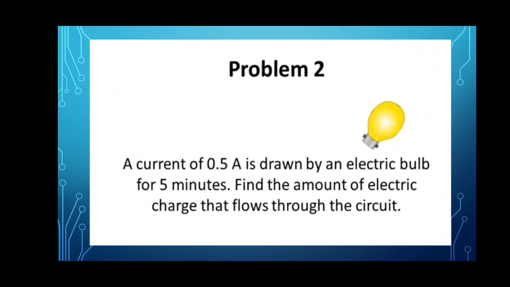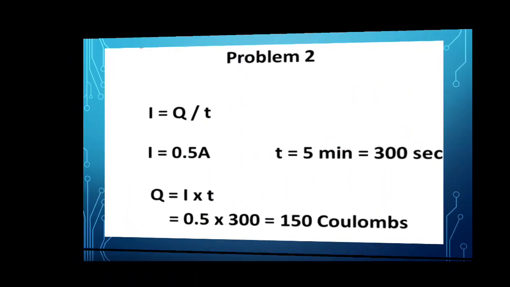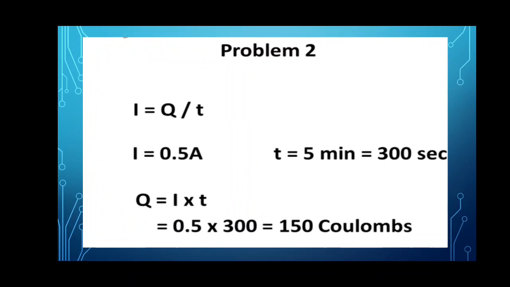Look at the second problem. A current of 0.5 ampere is drawn by an electric bulb for 5 minutes. Find the amount of electric charge that flows through the circuit. Here the amount of electric current I is given as 0.5 amperes, but the time is given as 5 minutes. Minutes is not the SI unit of time. Seconds is the SI unit of time. So we have 300 seconds. So by using the formula I is equal to Q by T, substituting the values of I and T, Q is I into T. 0.5 into 300, we get 150 coulomb.